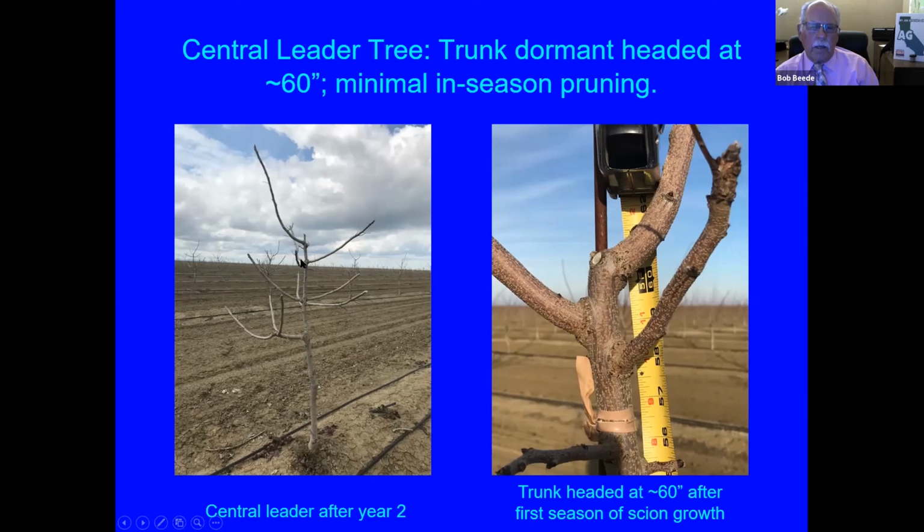They grow the tree unheaded the first growing season, and then they typically head it at about 60 inches. And then they get these lateral branches that grow in the season. My understanding is that there's no in-season pruning. These are then dormant pruned. And my concern is the flatness of the resulting primary branches. But again, the trees are pruned less, and being pruned less means that they bear more crop earlier.